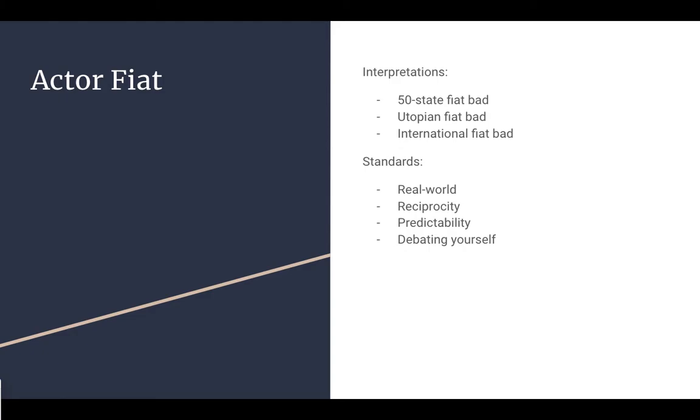Predictability. I mean, if you can run any plan whatsoever, who's to stop you from saying fiat world peace, especially like utopian fiat or international fiat? There are hundreds and hundreds of nations in the world. How are we supposed to predict what nation or even combination of nations is going to be your counterplan? And how are we supposed to prepare for that?